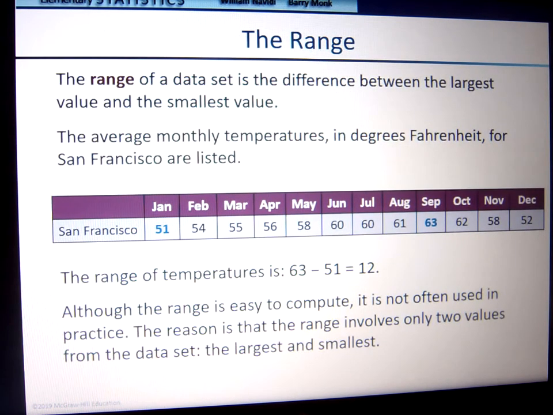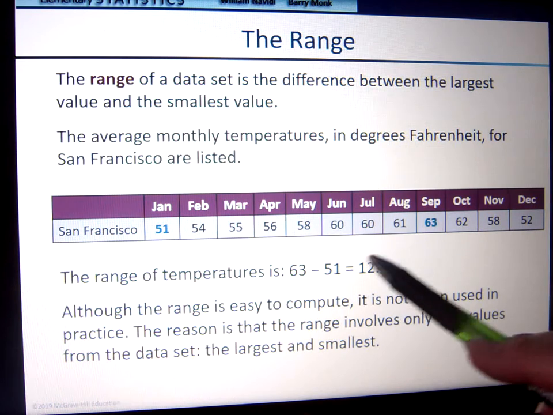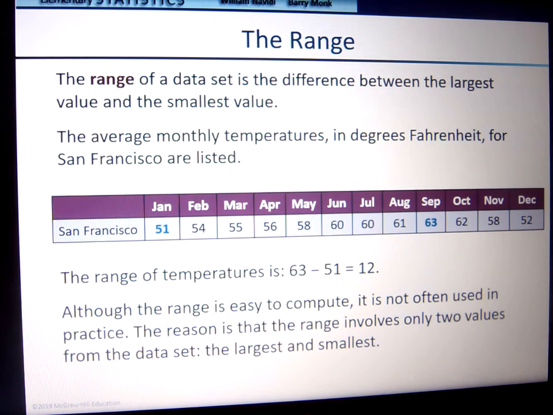The range of a data set is simply the difference between the largest value and the smallest value. The average monthly temperatures in degrees Fahrenheit for San Francisco are listed here. We want to find the range of these temperatures: 63 minus 51, and that will be 12. Although the range is easy to compute, it is not often used in practice, because the range involves only two values, the largest and the smallest.